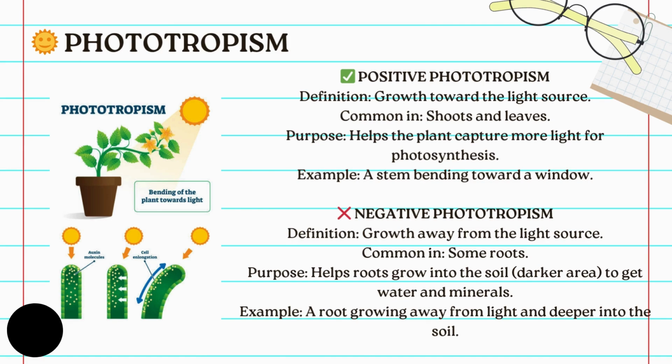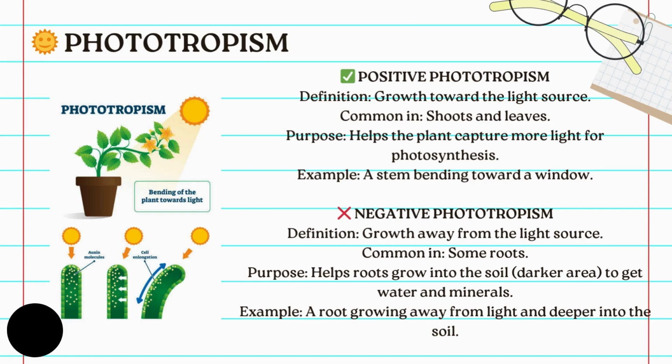Negative phototropism is growth away from the light, and that will be your roots. Your roots grow away from the light source. They go to shaded, darker areas, mainly the soil, mainly so as not to lose the water they are picking up by being burned up by the light source.